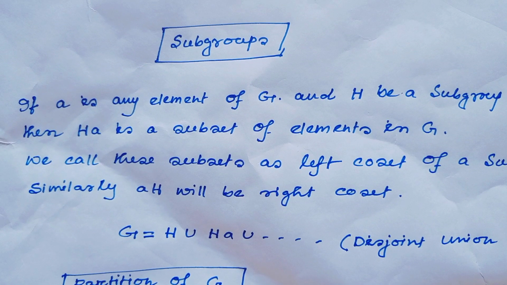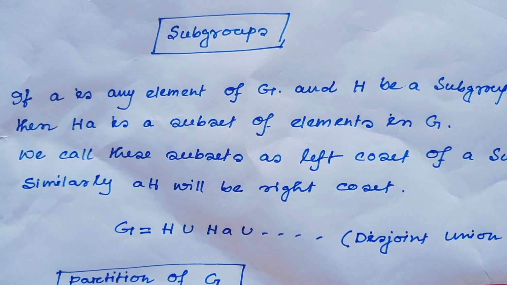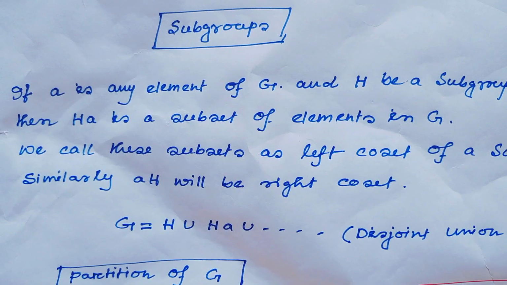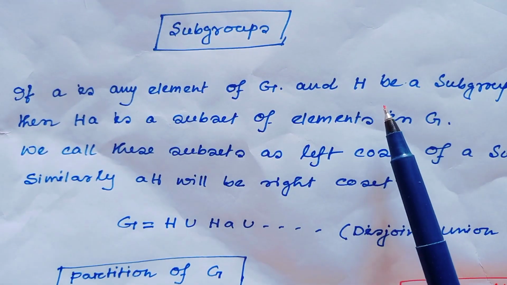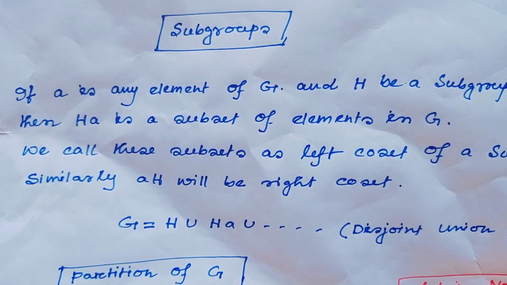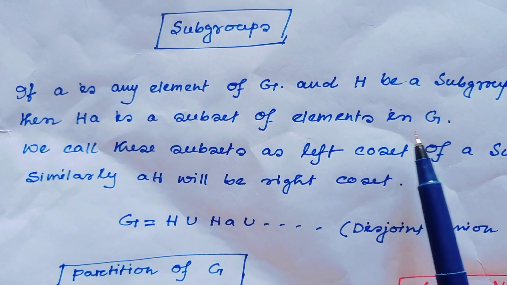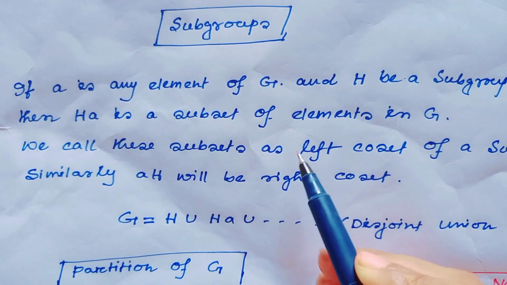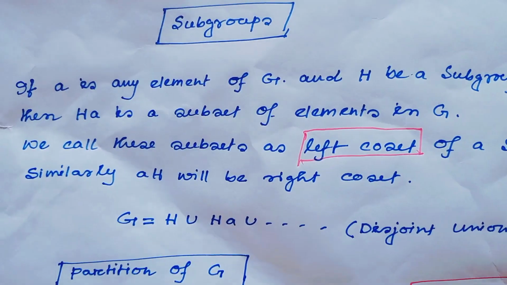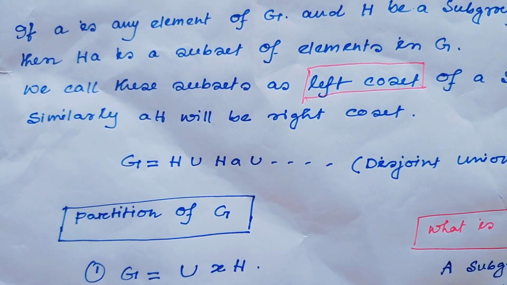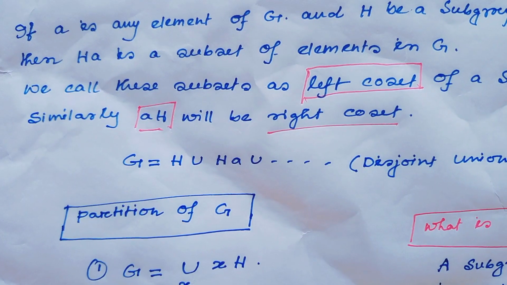The idea of normal subgroup has come from the left coset. At first, recall what the left coset is. We all know, if a is any element of the group G and H is a subgroup of the group G, then aH is a subset of elements in G, and we call this subset a left coset. And if we multiply a from the right side, then Ha is called a right coset.